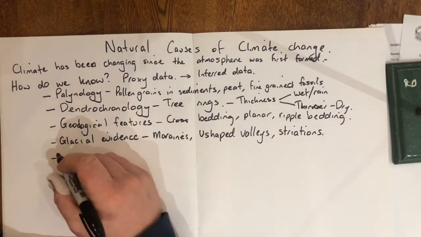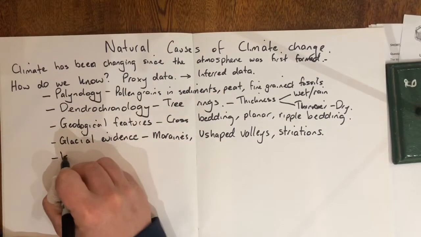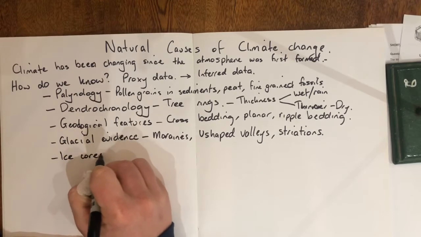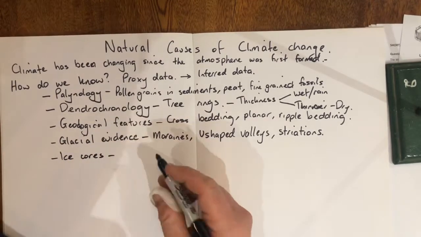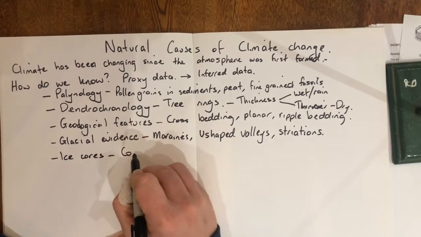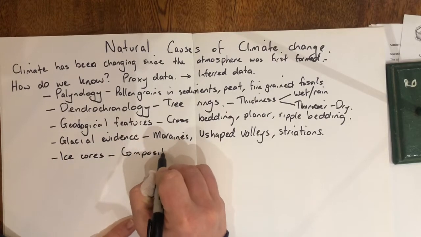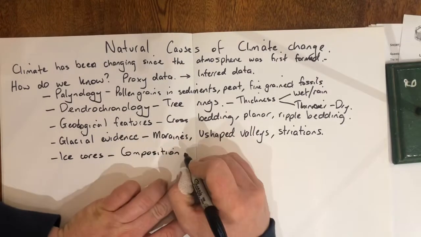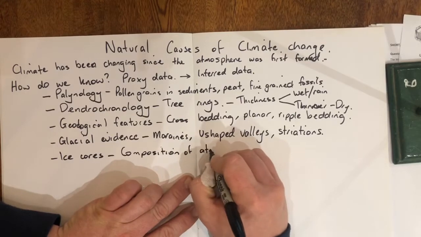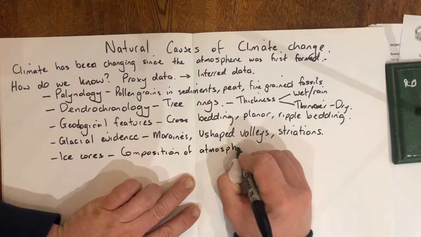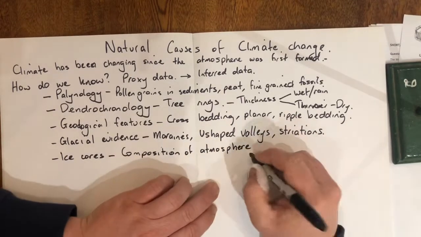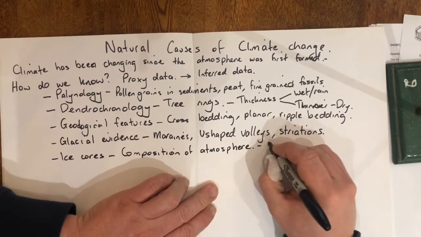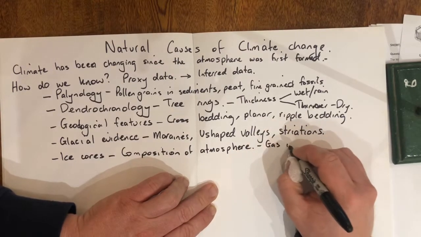Other evidence would be ice cores from ice caps. Now they'll tell us a lot. They'll actually tell us the composition of the atmosphere, and we'll do that by looking at gas within pockets.